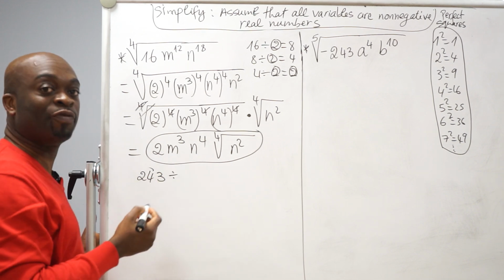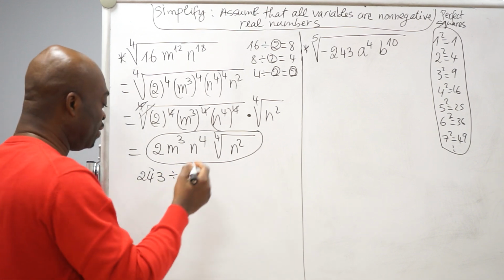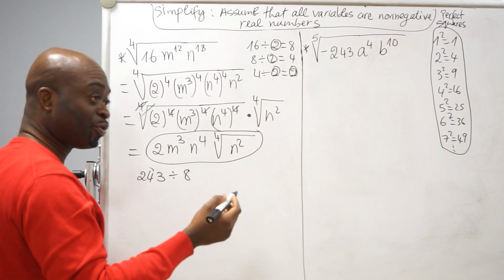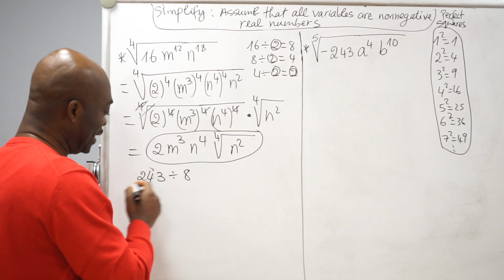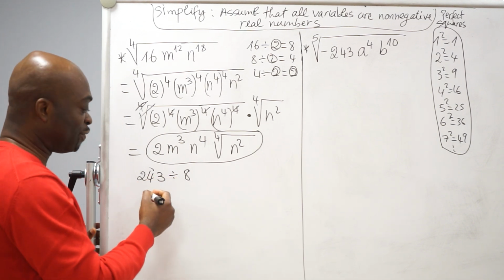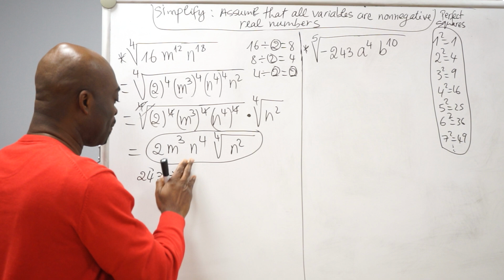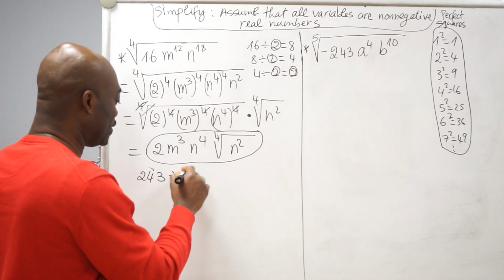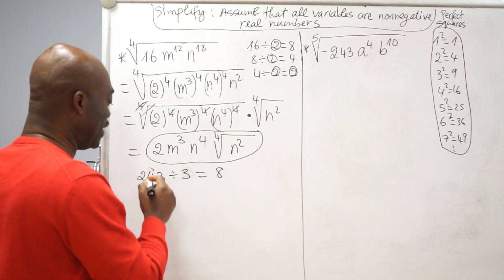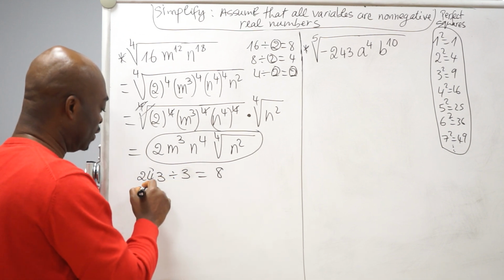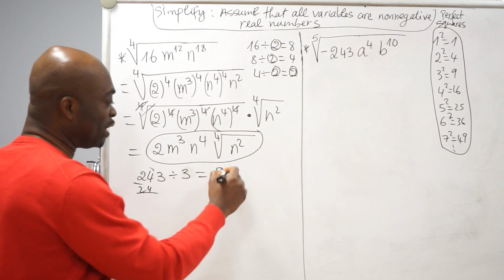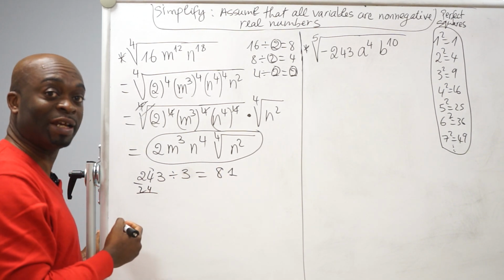And then can 24 divide 3 evenly? Yes, if we divide it 8 times. So 8 times 3 will give you 24, and then that's a 0 here. Then that will give you 3 divided by 3. So it goes 8 times, and then that will give you 24. Here, subtract it, so there's only 3 left. So 3 divided by 3 will give you 1 time. So it gives you 81.